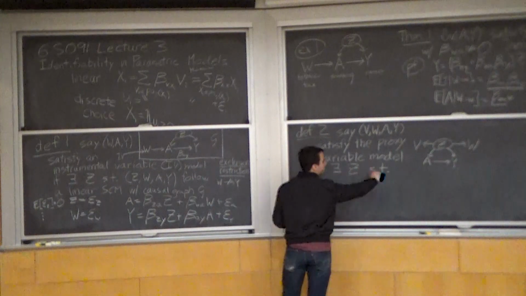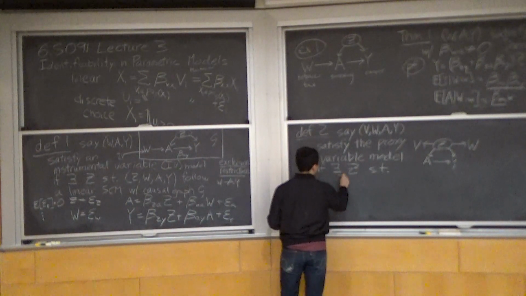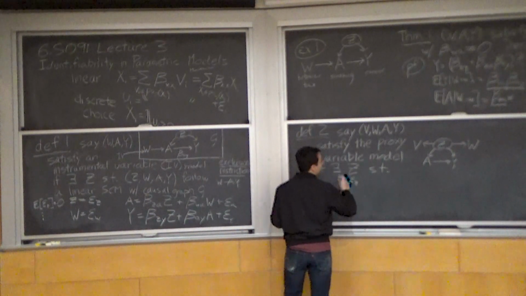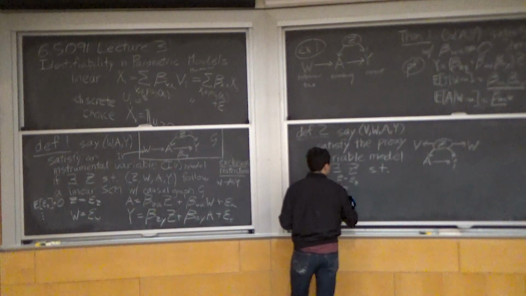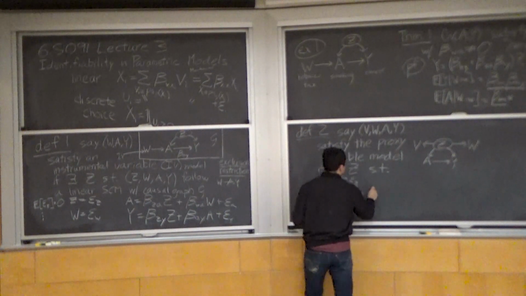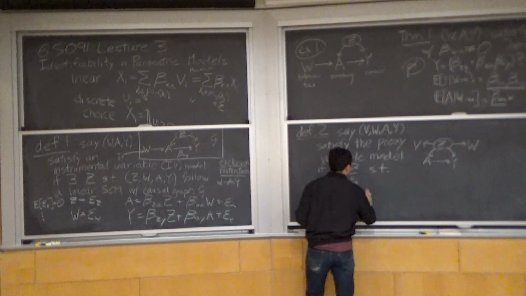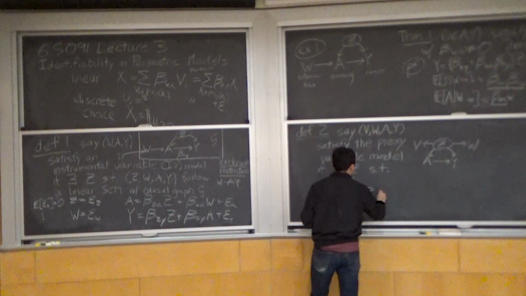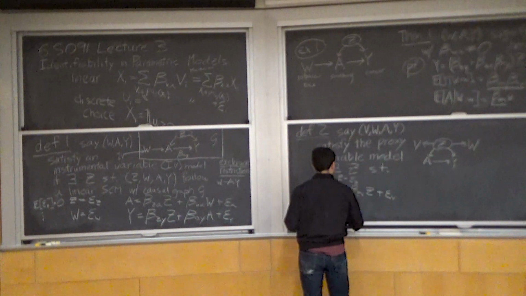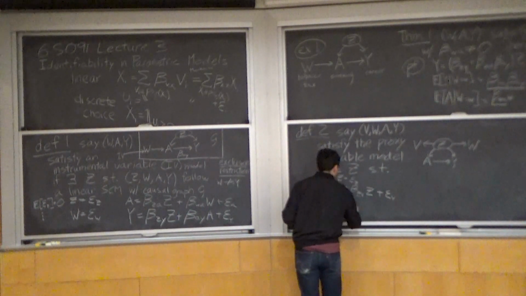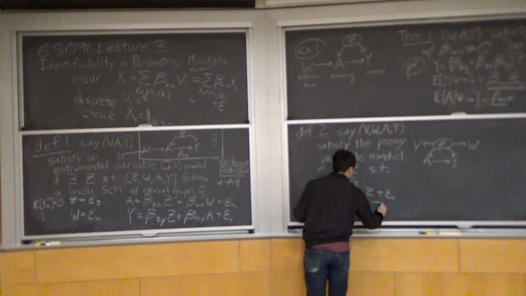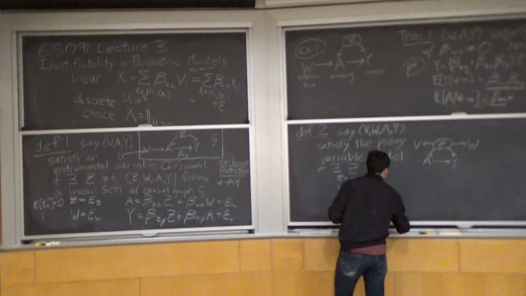So if we write out the linear structural causal model, we're going to have Z is equal to epsilon Z. We're going to have V is equal to some beta ZV times Z plus epsilon V. Similarly for W, beta ZW times Z plus epsilon W.